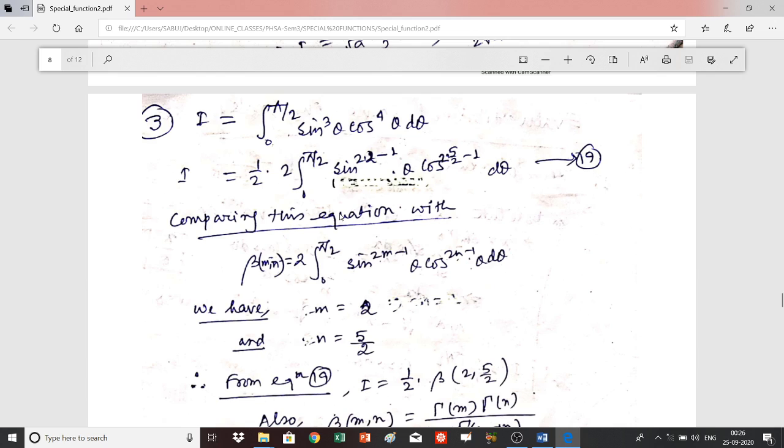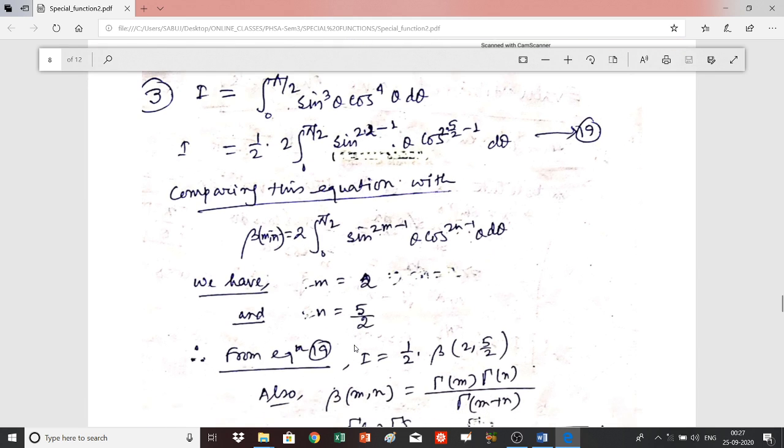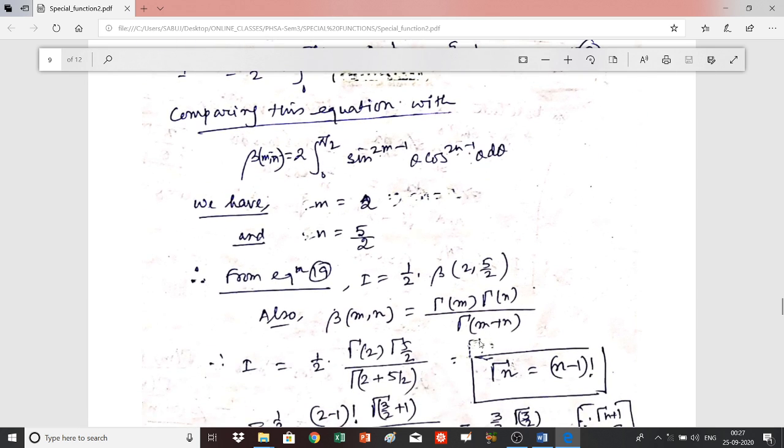And from here, if you compare these two, you can easily understand that m is equal to 2 and n is equal to 5 by 2. So I will be, according to equation 19, half beta of 2 and 5 by 2. And you know that beta m n is equal to gamma m gamma n by gamma m plus n. So that is here, half, then gamma 2 and then gamma 5 by 2, and here gamma 2 plus 5 by 2.